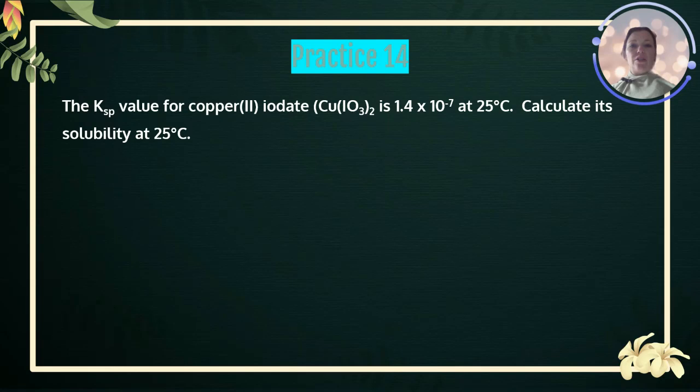Okay. The Ksp value for copper(II) iodate, this is practice 14, is 1.4 times 10 to the negative 7th at 25 degrees Celsius. Calculate its solubility at 25 degrees. So now we're going to calculate the solubility given the Ksp. Basically the practice problem that we did before, except in reverse. If you want to try this on your own, go ahead and pause the video now.